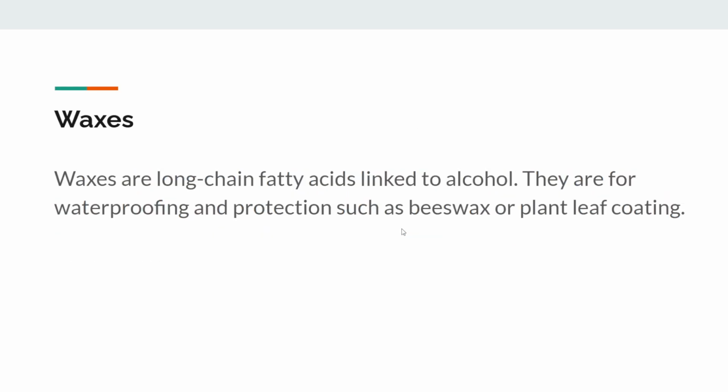So yeah, oh, I don't know why I put the waxes at the end. They're long fat. Wait, waxes? Yeah, long chain fatty acids. So again, fatty acids are just long hydrocarbon chains with a carboxyl group at the end. They are for waterproofing and protection, such as beeswax or plant leaf coating. Oh, actually, they're also linked to alcohol too. Oh yeah, linked to alcohol.